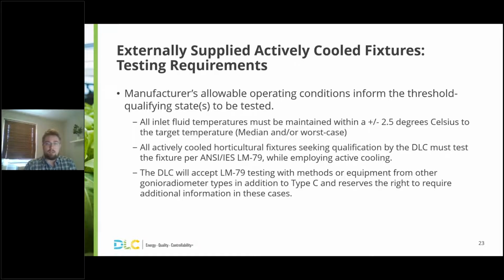Also, all actively cooled horticultural fixtures seeking qualification by the DLC must test a fixture per ANSI IES LM79 while employing the active cooling system. So it can't be not being cooled while it's being tested. And then additionally, the DLC will accept LM79 test reports or photometric test reports with methods or equipment from other gonioradiometer types in addition to type C for actively cooled fixtures. And we do reserve the right to require additional information in these cases.